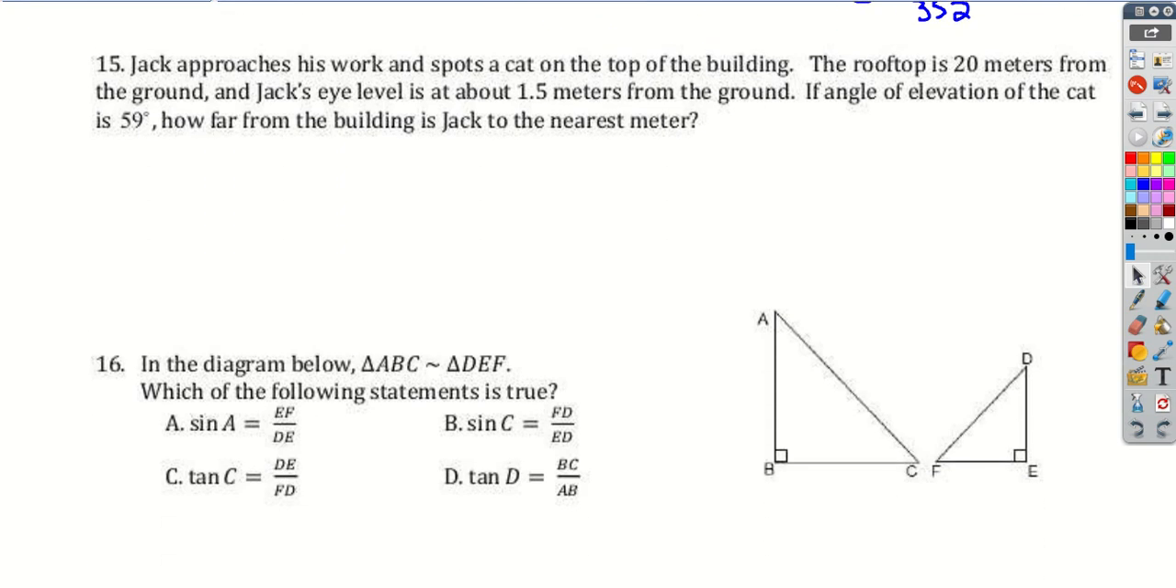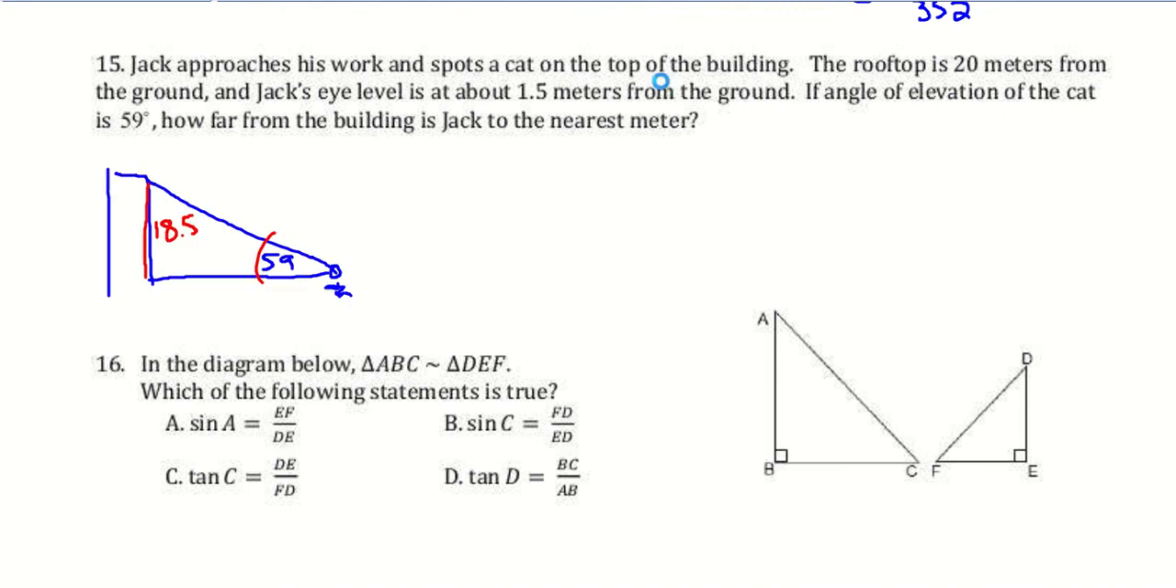15. Jack approaches his work and spots a cat on top of the building. So we want to draw a picture of our building. Now, the important thing here is that the actual rooftop is 20 meters from the ground, but his eyesight is actually 1.5 meters off the ground. So the height of our triangle is actually going to be 18.5, okay? So keep that in mind as we're working along here.